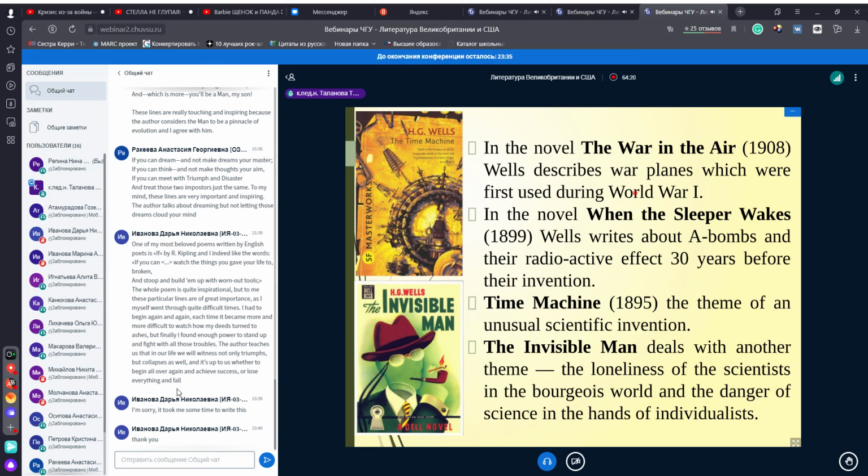So the author underlines the tragedy of the achievements of science, and that they can be used for very bad intentions.